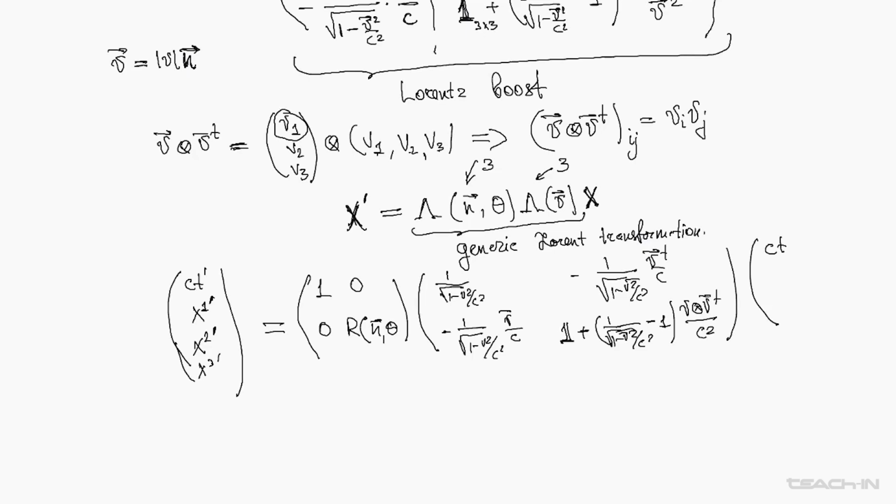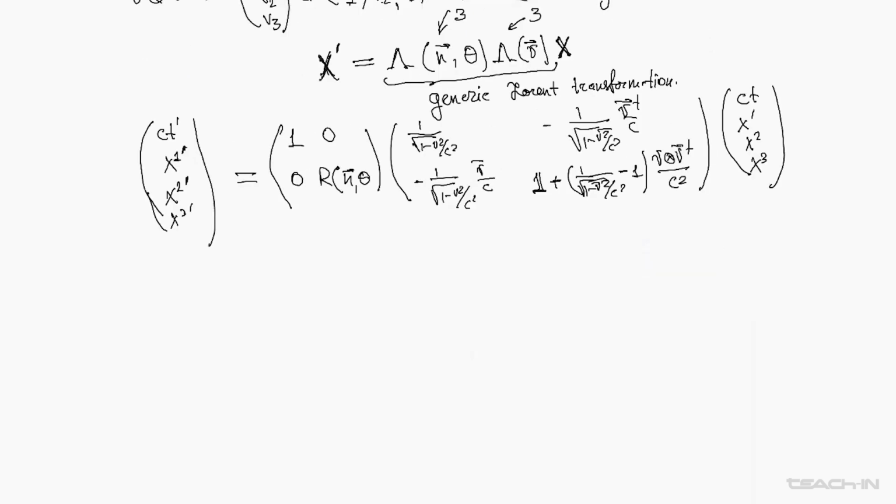And if you now write this expression for components, just multiply the vector on the right-hand side by these two matrices, you can derive from here the transformation laws for individual components of our four-dimensional vector.